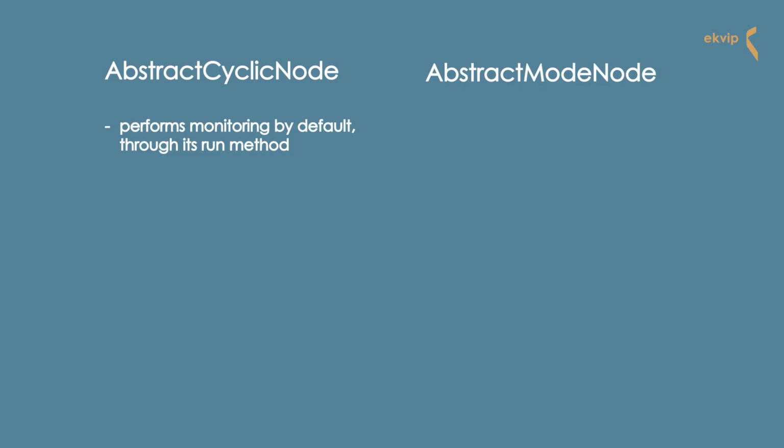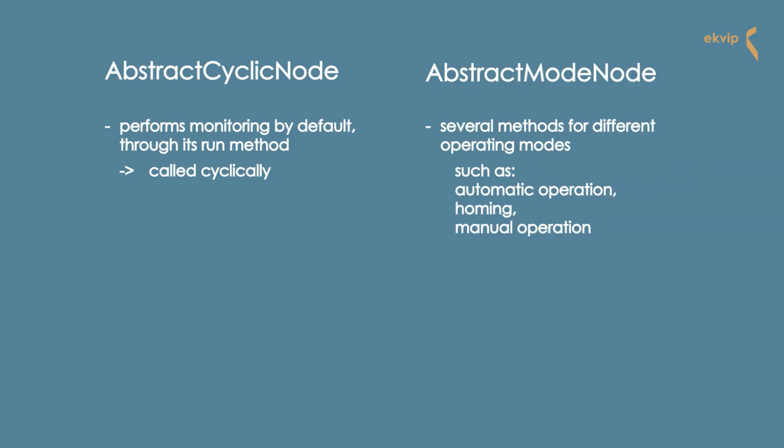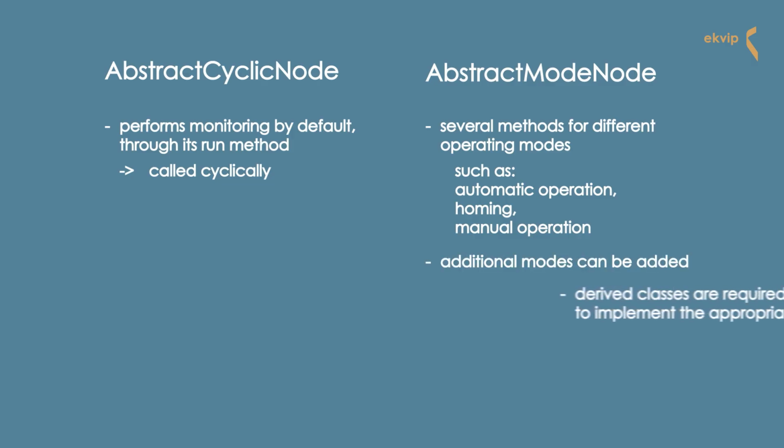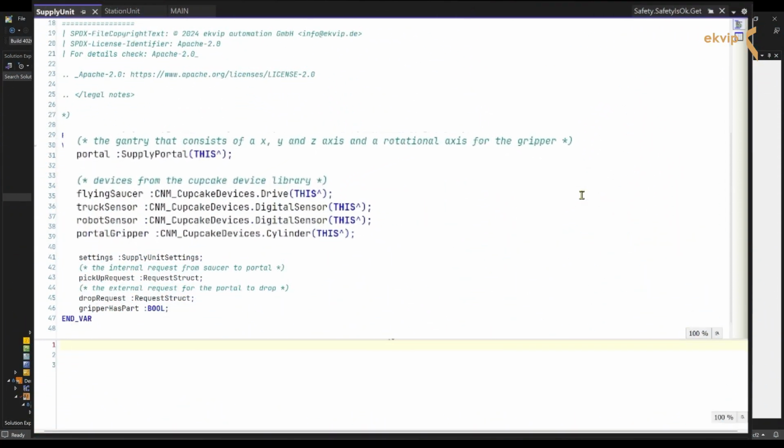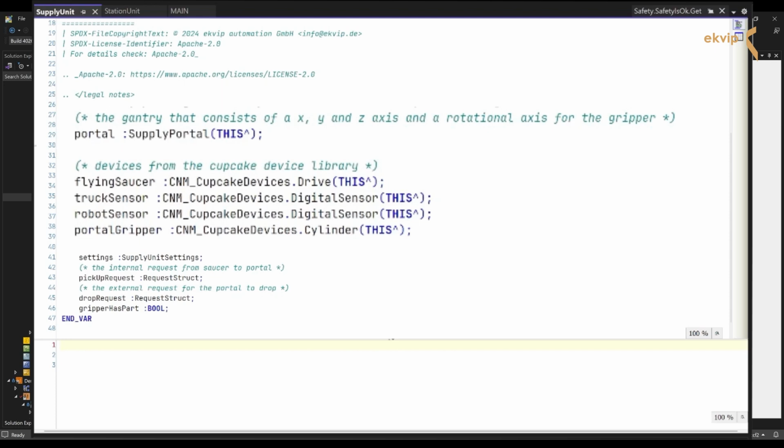The difference between AbstractModeNode and AbstractCyclicNode is that AbstractCyclicNode only performs monitoring by default, through its run method, which is called cyclically. In contrast, AbstractModeNode provides several methods for different operating modes, such as automatic operation, homing, and manual operation. Additional modes can be added as needed, and derived classes are required to implement the appropriate logic. Back in the supply unit, there are additional subcomponents, all initialized with a pointer to the parent. These include the portal, flying saucer, truck sensor, robot sensor, and portal gripper.